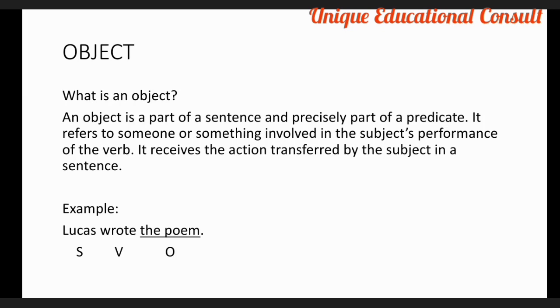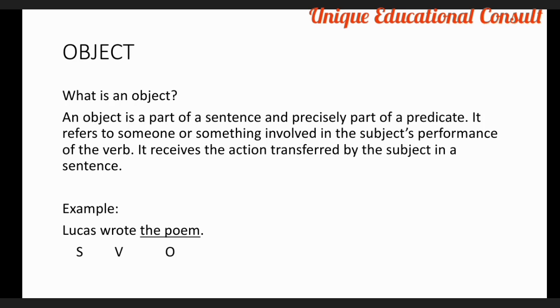Object. What is an object? An object is a part of a sentence and precisely part of a predicate. That is, object is part of a sentence, and also within the sentence we have what is called predicate. And precisely this object is part of the predicate. And this object refers to someone or something involved in the subject performance of the verb. That is, the action that is performed or what is done by the subject of the sentence. So this object receives the action that is transferred by the subject.